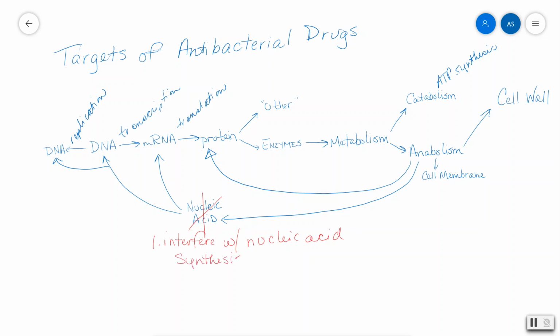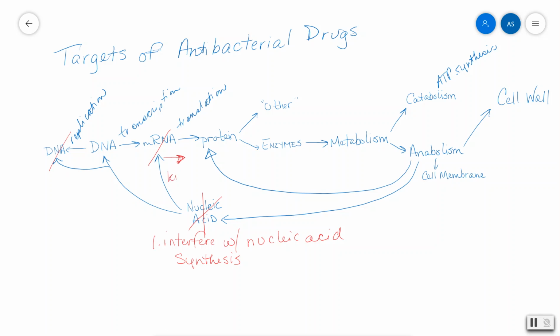Now, the drugs that interfere with nucleic acid synthesis might stop RNA synthesis, but they might also stop new DNA from being made as well. If the drug stops RNA synthesis, that means everything downstream of RNA synthesis is stopped as well. So we would not get protein synthesis, we wouldn't have metabolism occurring, the cell would not be able to make energy, it wouldn't be able to reproduce.